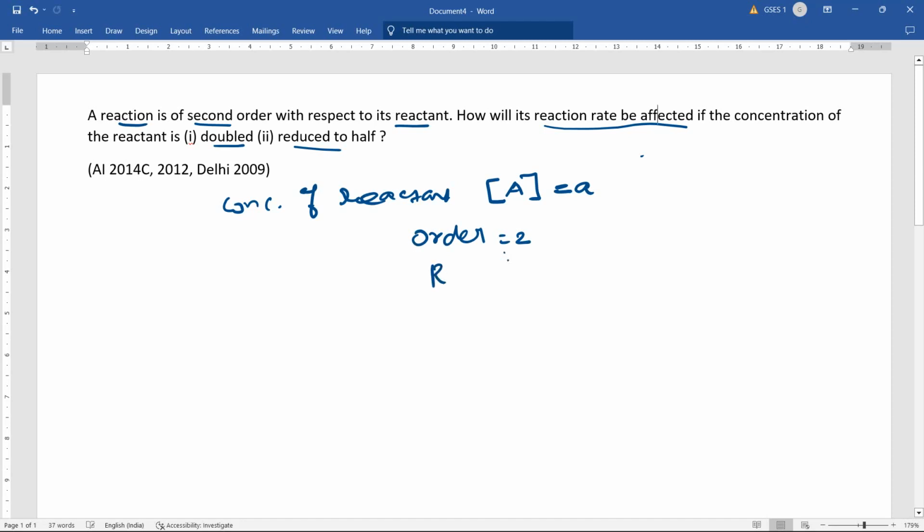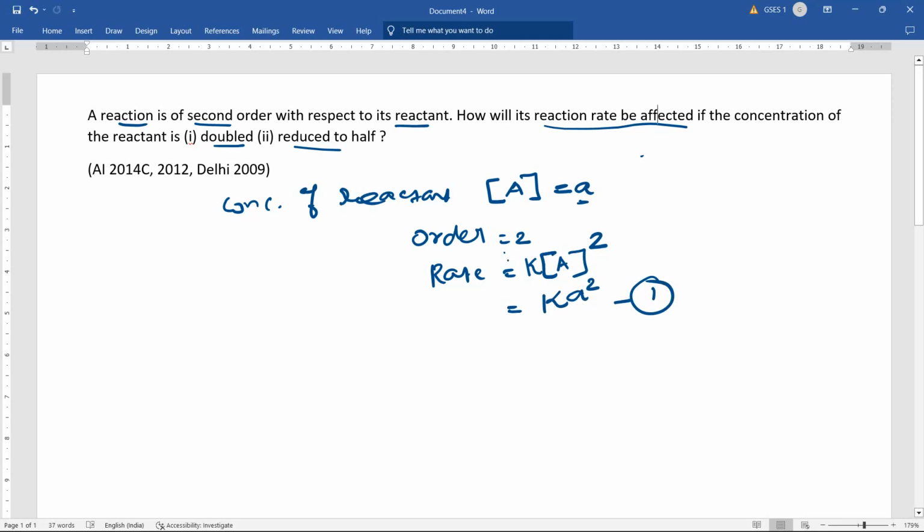So the rate of the reaction is equal to the concentration of the reactant to the power of 2. That is equal to K into, we had assumed the concentration of the reactant is A, so K A square. This is the first equation. Let us consider this first equation.